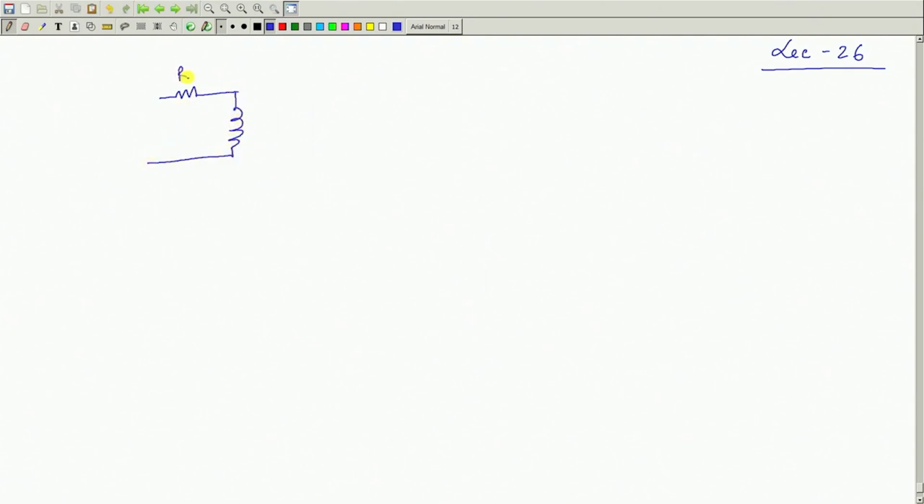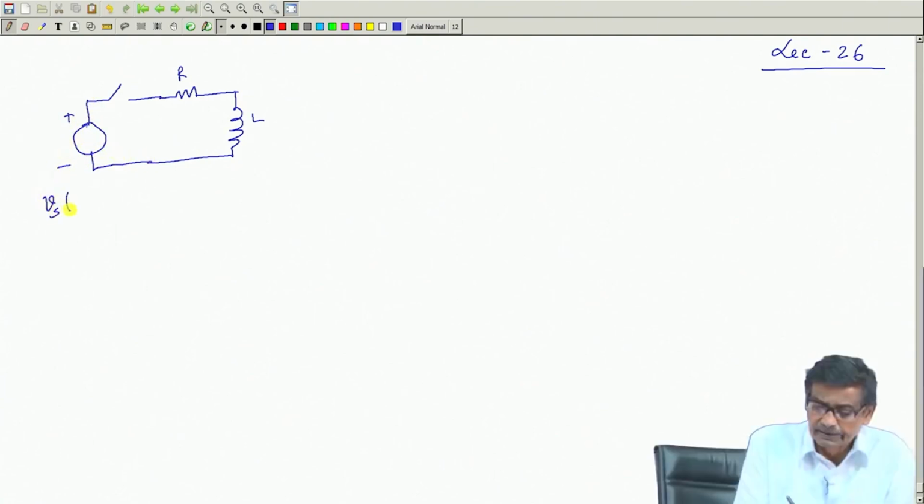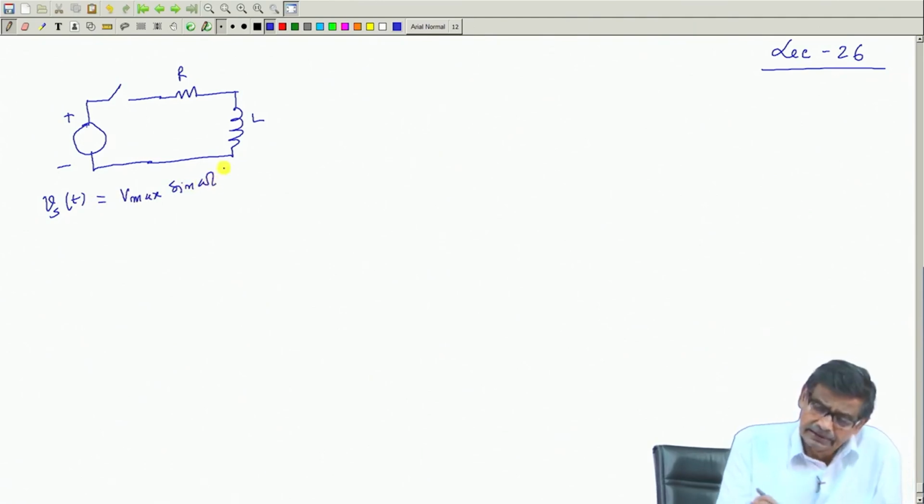series circuit R and L. I told you that if you have connected a source which is, suppose, sinusoidal, V s of t is equal to V max sin omega t, and I tell that the switch is closed at t equal to 0, this switch.